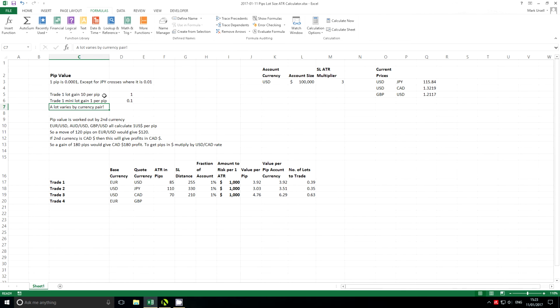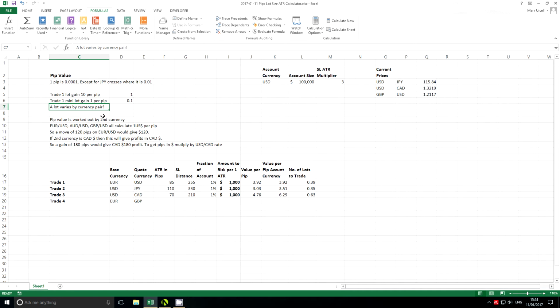Now the amount we want to risk per pip is calculated in lots. And so one lot would be a gain of 10 of your account currency per pip. A mini lot, which are very popular these days, would be a gain of 1 of your account currency per pip.